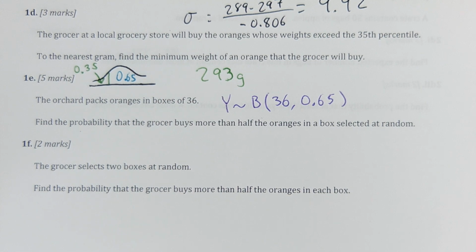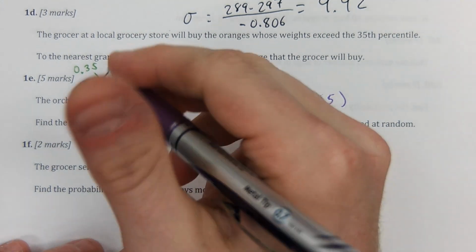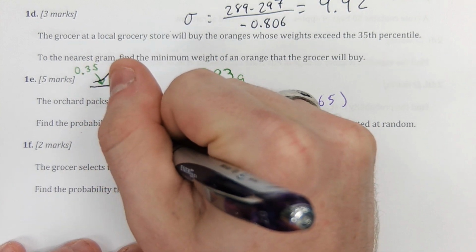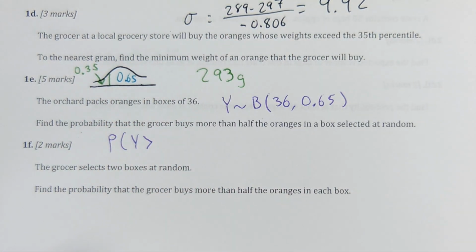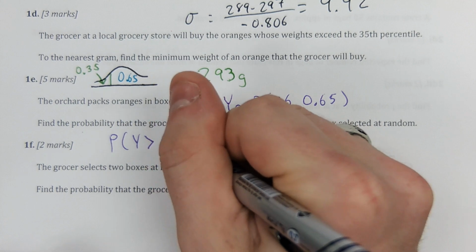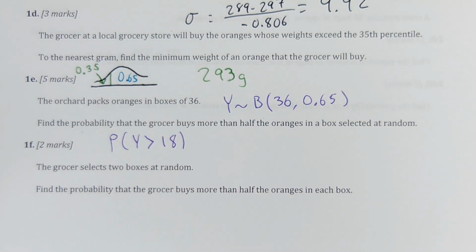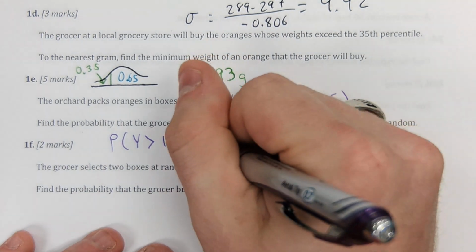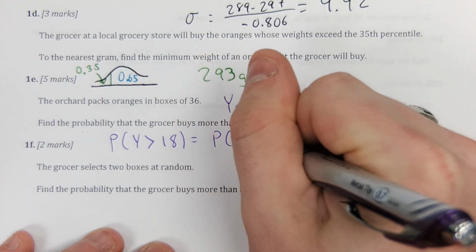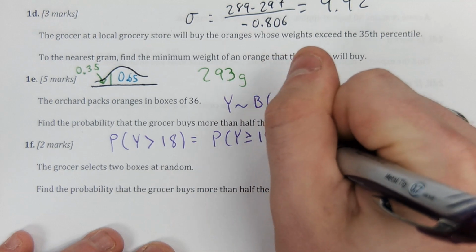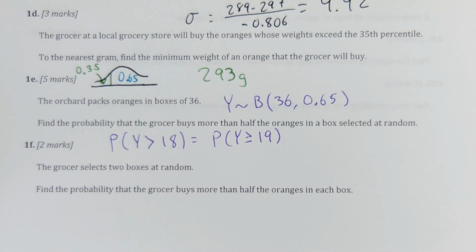And it says more than half. So what we're actually trying to find is the probability that Y is greater than 18. Hold on. If it says more than half, but since it's binomial, I can't buy 18 and a half oranges. So the first number that's greater than 18 is 19. So Y is greater than or equal to 19. Oh, shucks. Binomial distribution stuff only goes left on our calculator.